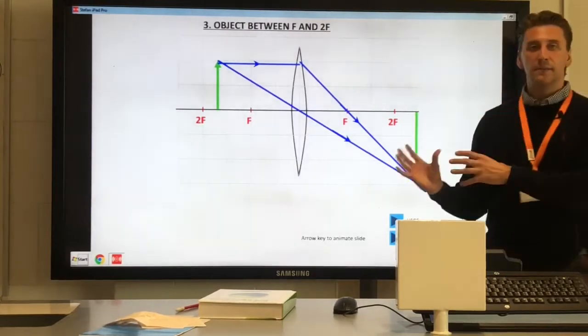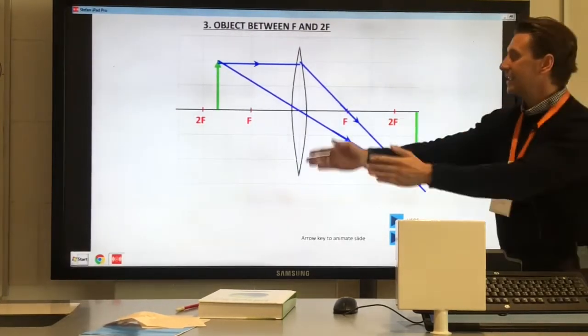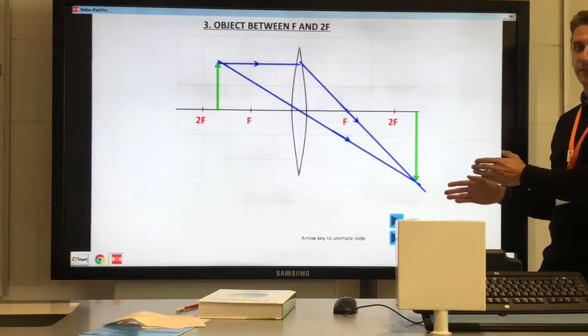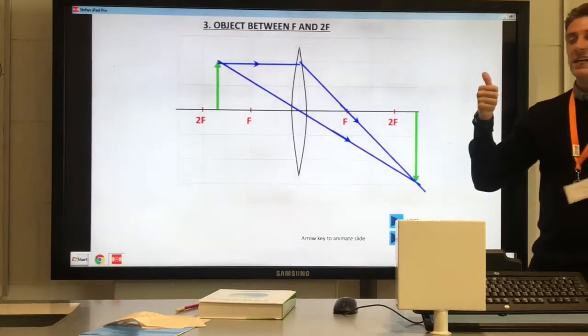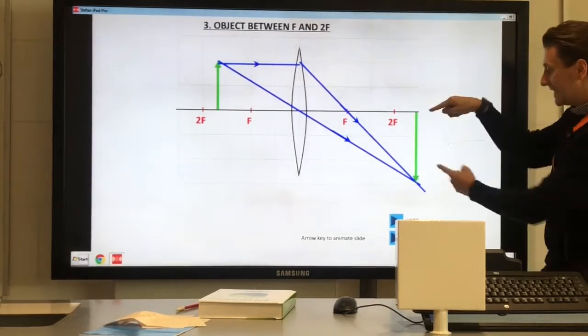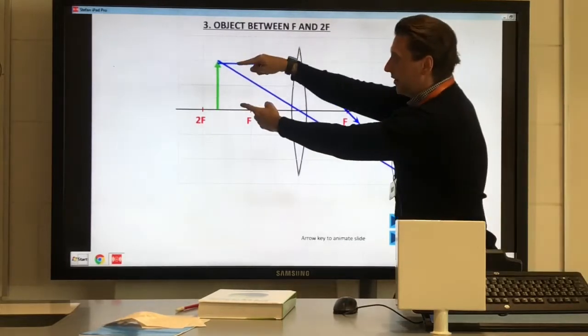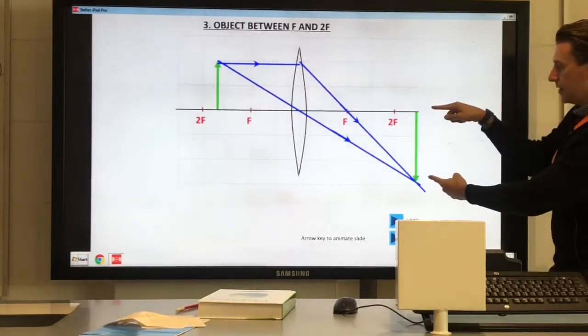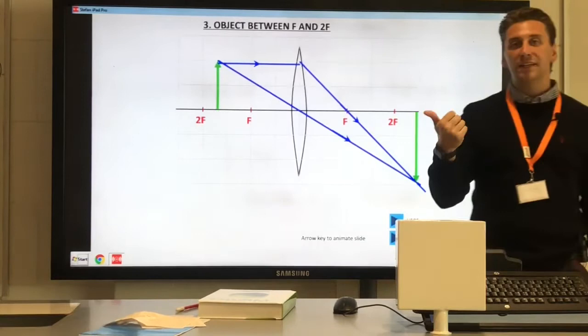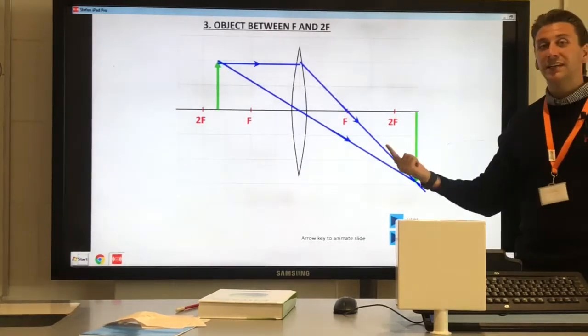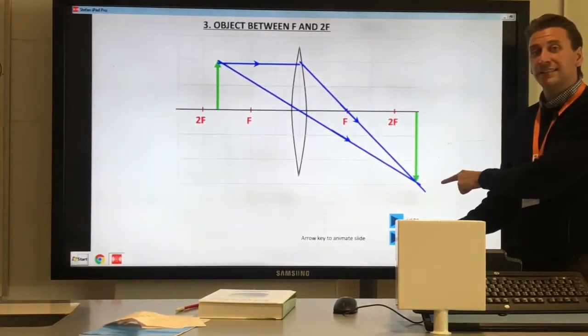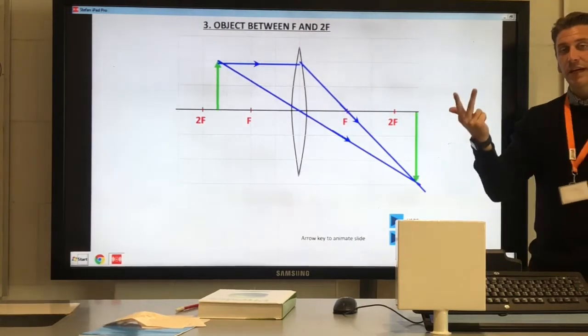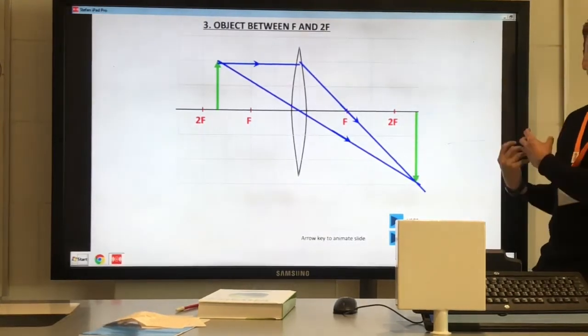Let's consider this image. Is it real? Yes, because it's formed on the other side of the lens. This is a real image. Is it bigger, smaller, or the same size? This image is actually bigger than the object itself. Okay, so this image is magnified. It's real, it's magnified. Again, it's upside down, so it's inverted, and it's produced outside 2f.